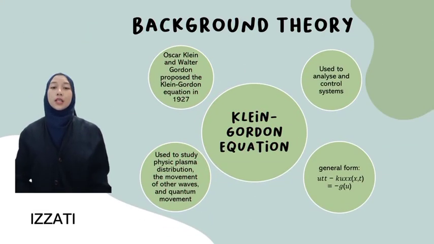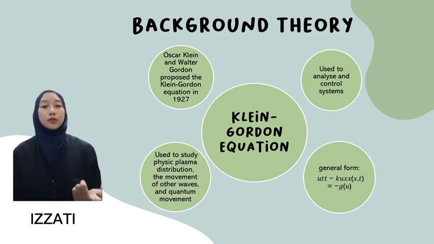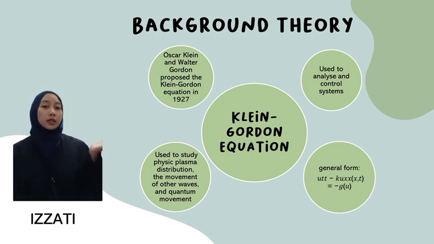So now, I would like to explain more about the Klein-Gordon equation. Oscar Klein and Walter Gordon proposed the Klein-Gordon equation in 1927, and it is increasingly being used to analyze and control systems. Besides, the Klein-Gordon equation is a unique equation for physicists and mathematicians since it can be used to study plasma physics, the movement of waves, and quantum movement. In its most general form, the Klein-Gordon equation can be written as shown in the slide.